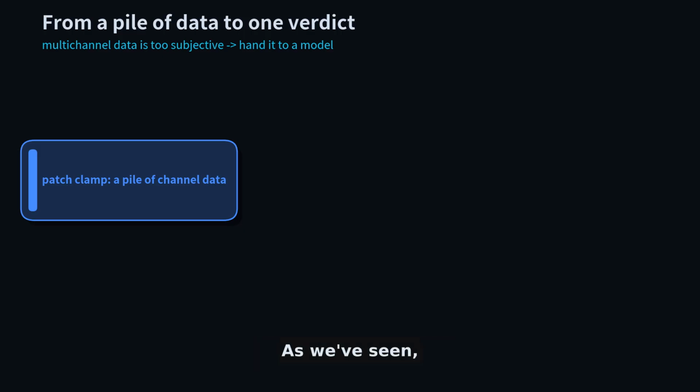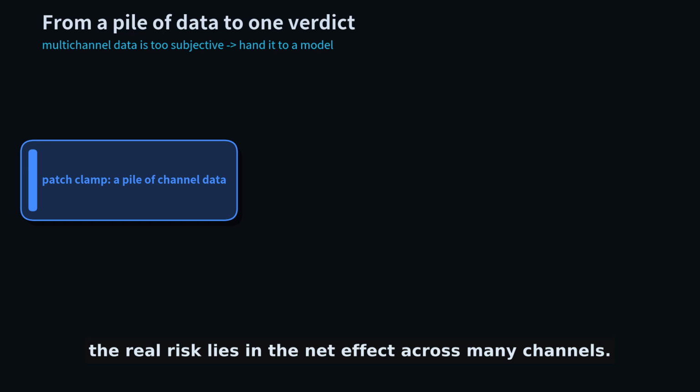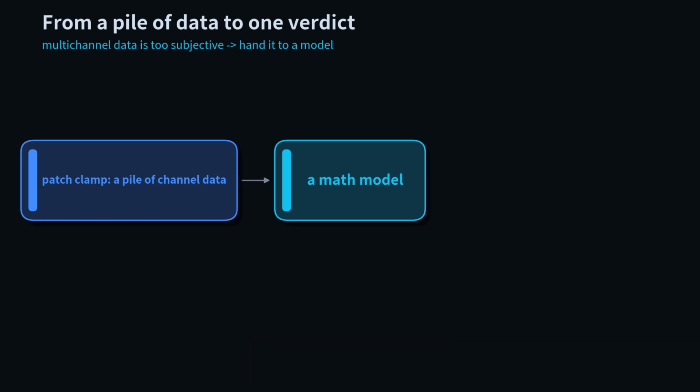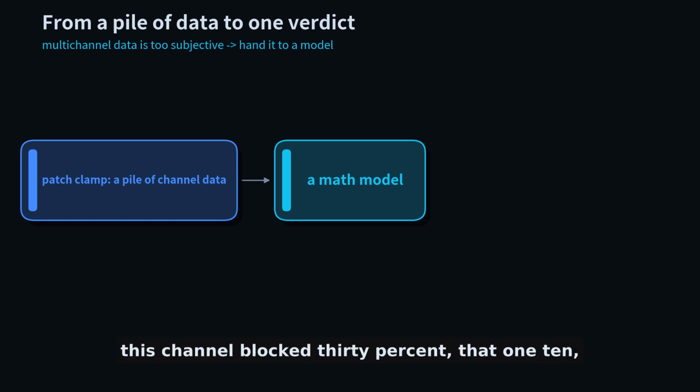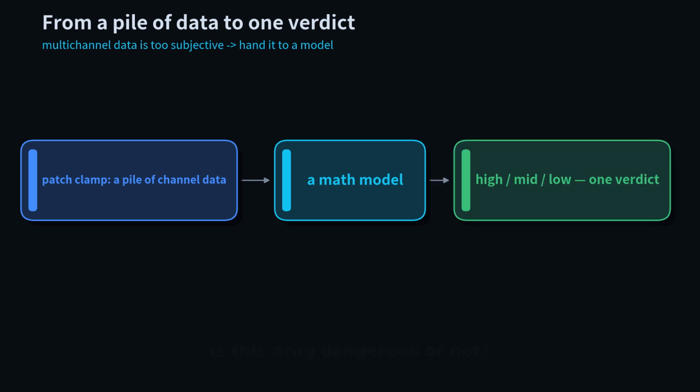First, why we need it. As we've seen, watching hERG alone wrongly condemns a whole batch of safe drugs. The real risk lies in the net effect across many channels. But here's the catch. Patch clamp hands you a pile of numbers. This channel blocked 30%, that one 10. So how do you fold them into a single answer? Is this drug dangerous or not? Human judgment is too subjective.